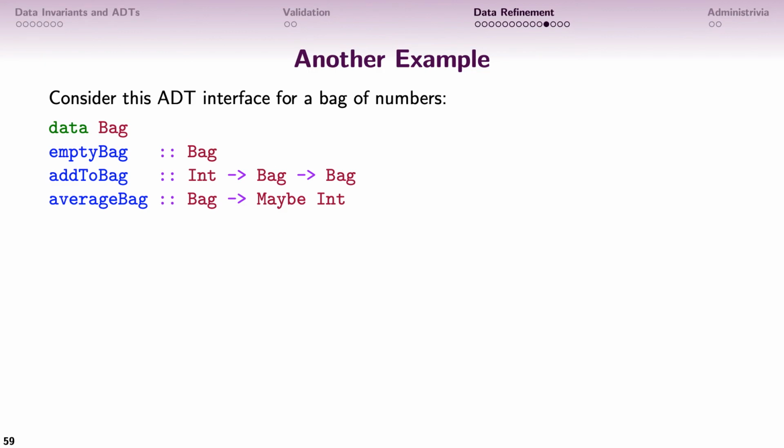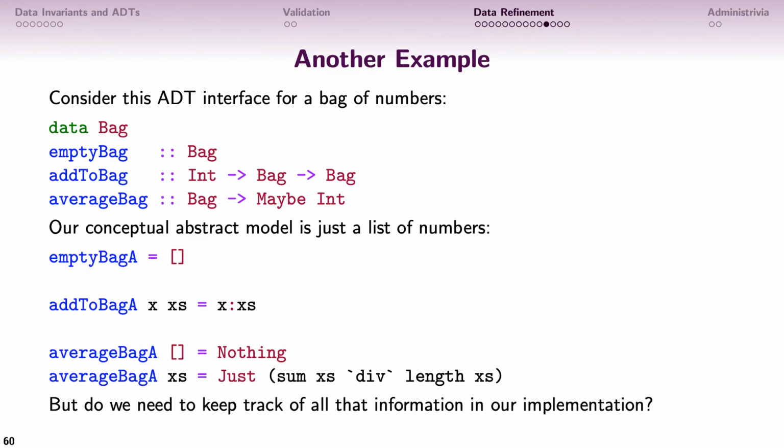So our mental model, our abstract implementation here, is going to be an empty list as our empty bag. The add to bag operation just adds to that list, and the average bag operation just takes the sum of all the elements in the list and then divides it by the length, right? Very straightforward. Except for when we have no elements, of course, and then we return nothing.